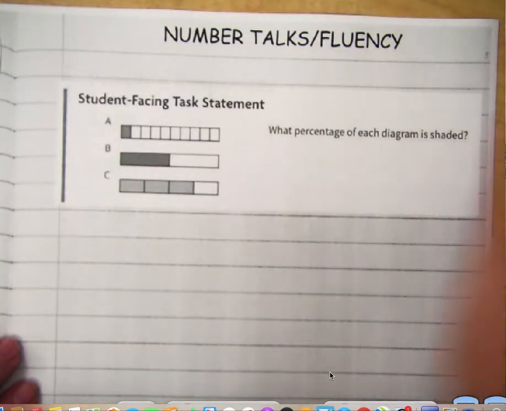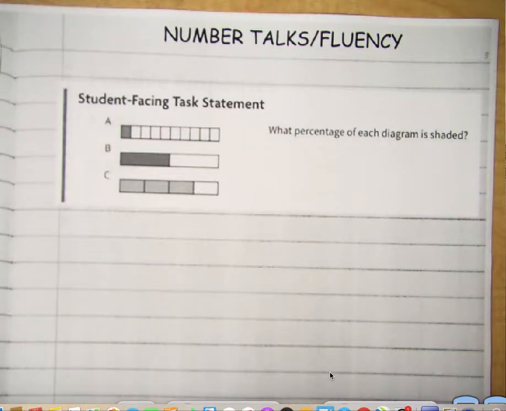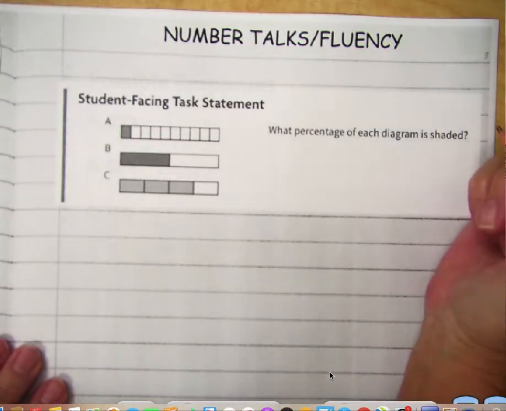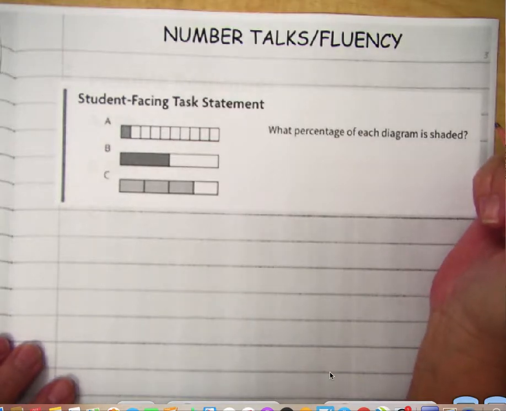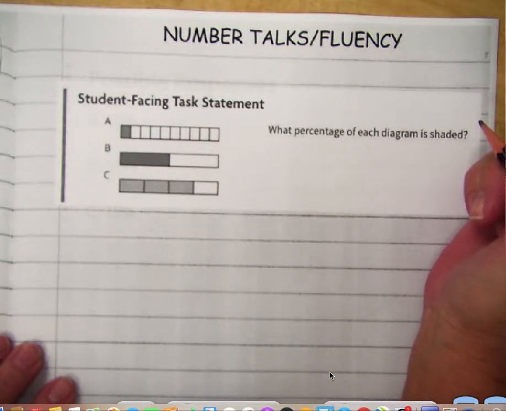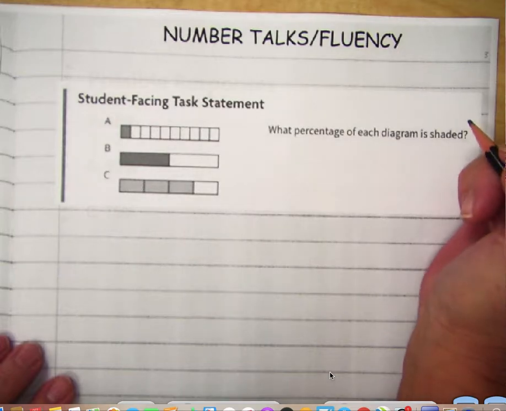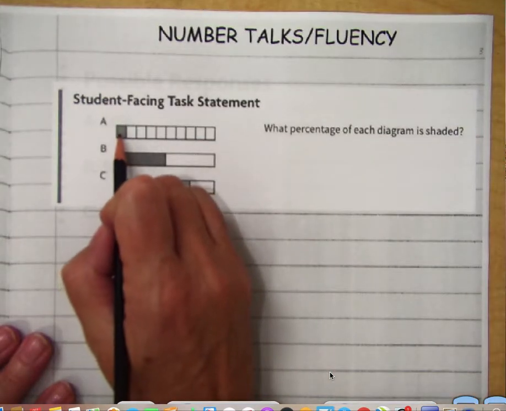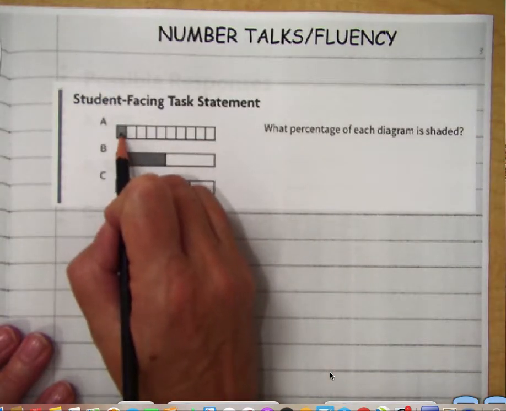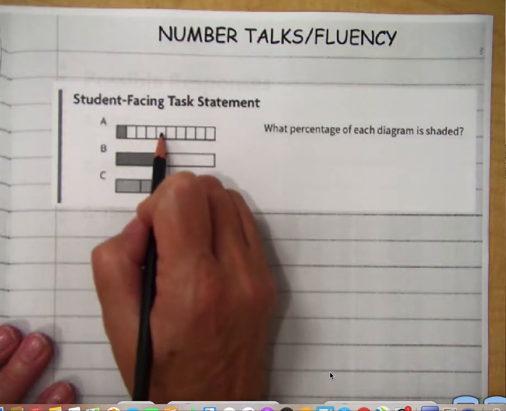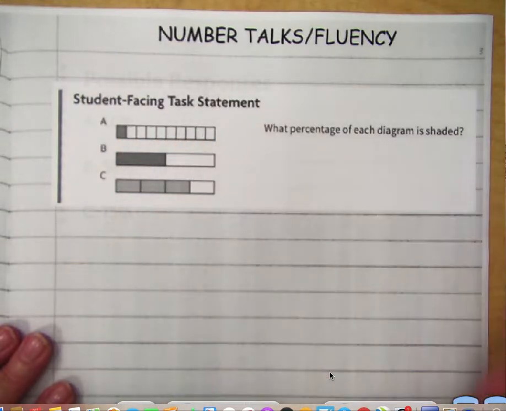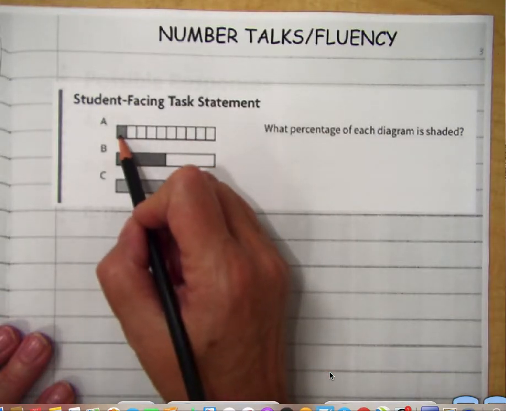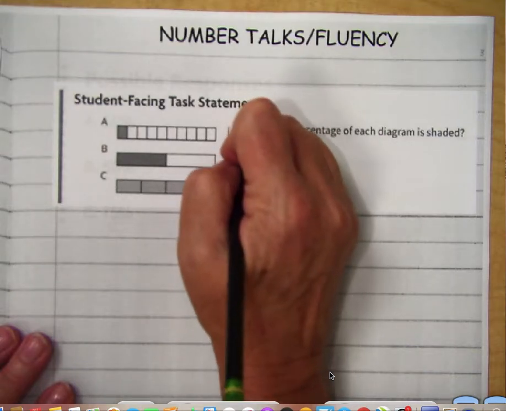Okay, so let's revisit what percentage means. Percentage is expressed as a fraction with a denominator of 100. A percent is a ratio per 100, a part to whole relationship. So this is, how many does it take to make 100? 1, 2, 3, 4, 5, 6, 7, 8, 9, 10. So each one is 10%. I have one shaded, so that one is going to be equivalent to 10%.